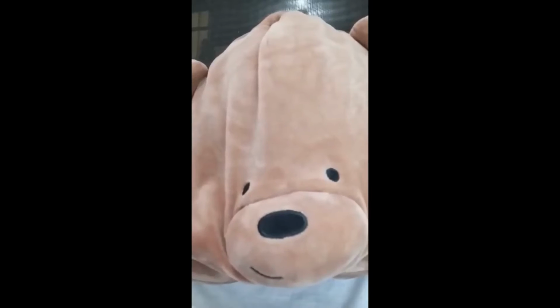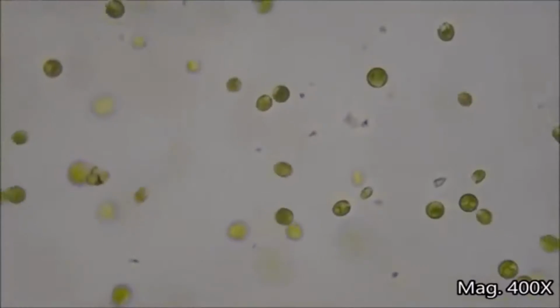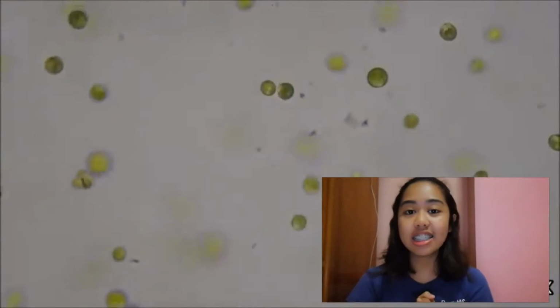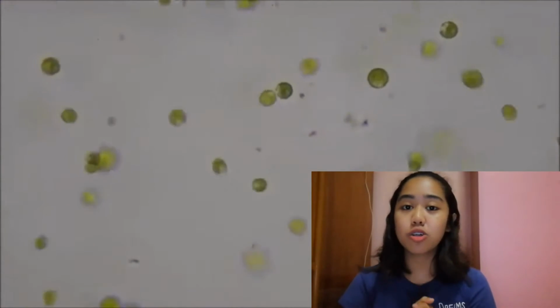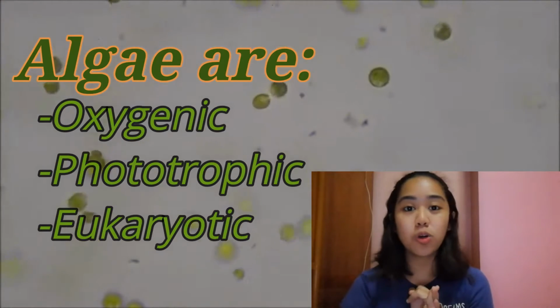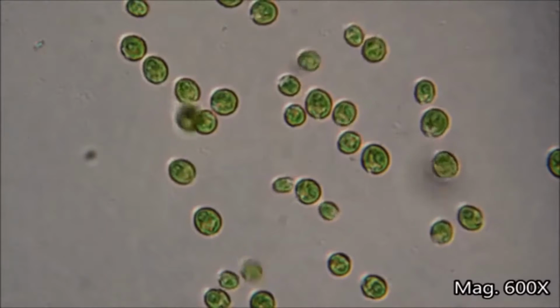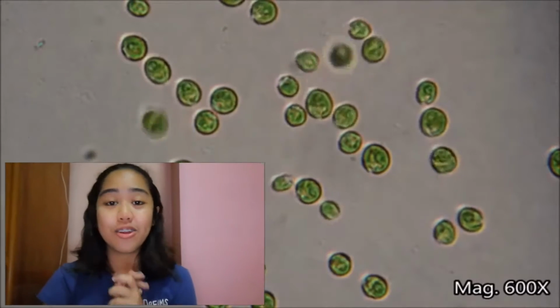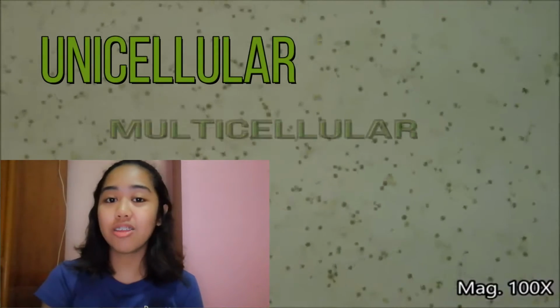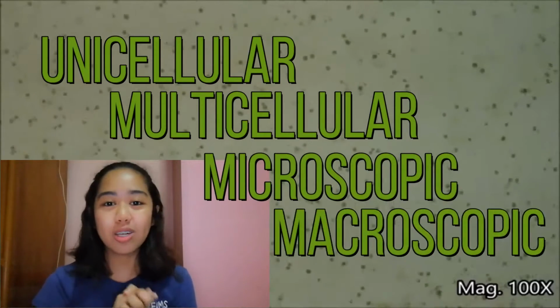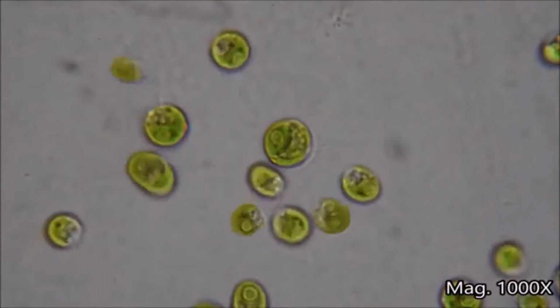What are those? Algae. Lumot. You're right. Those are called algae, or commonly known as lumot. Alga or algae are a large and diverse group of oxygenic, phototrophic, and eukaryotic microorganisms. Algae are either unicellular, multicellular, microscopic, or macroscopic in nature.